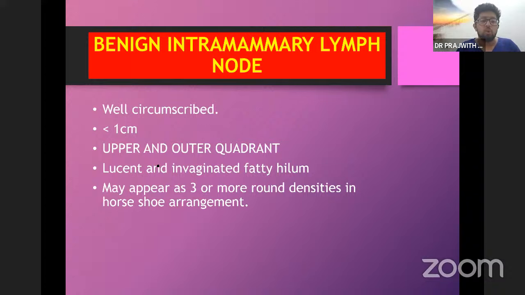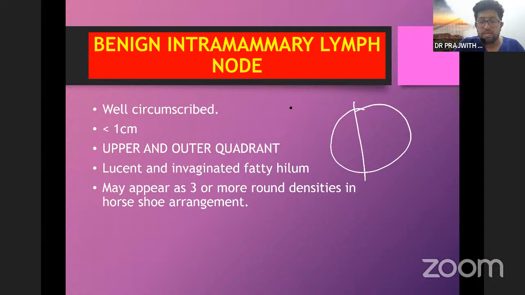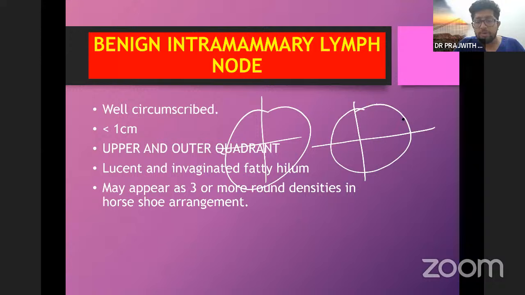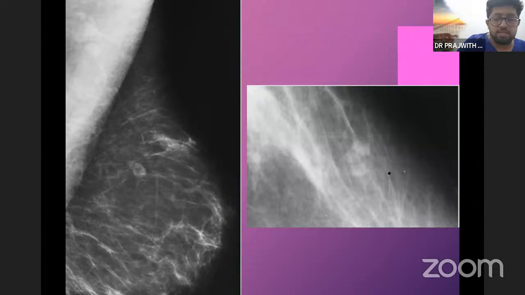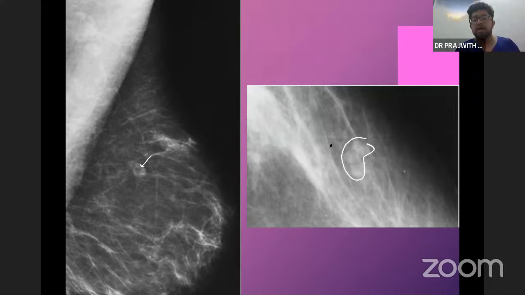The next thing that we need to know is the intramammary lymph node. Now, one thing that we have to understand is it is always in the outer upper quadrant. Less than 1 centimeter will be the size of the lesion, and it will always have a lucent area within it. What is this lucent area? It is nothing but a fatty hilum. The loss of this fatty hilum always suggests malignancy. So this fatty area, this hypodense area in the middle of this lesion, is a fatty hilum, which is not seen here. Chances of malignancy go very high in this.